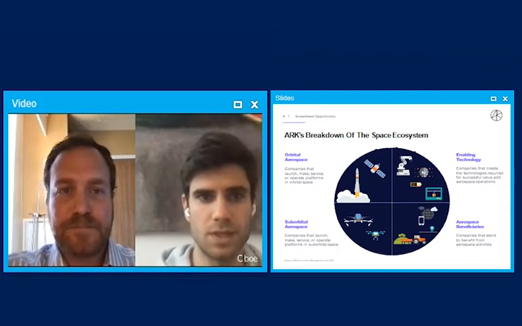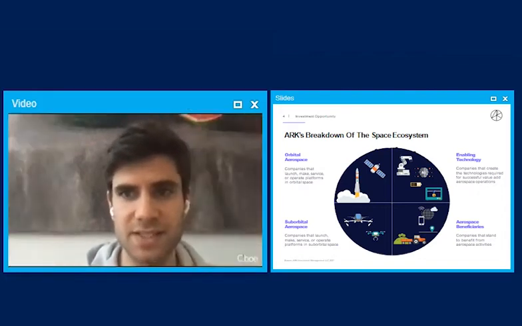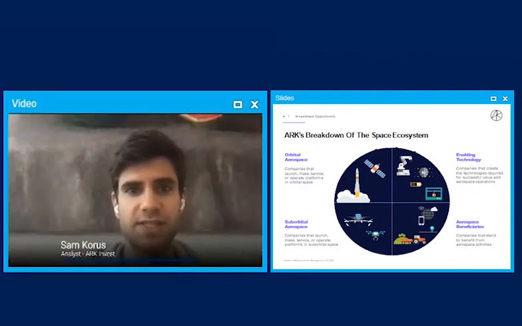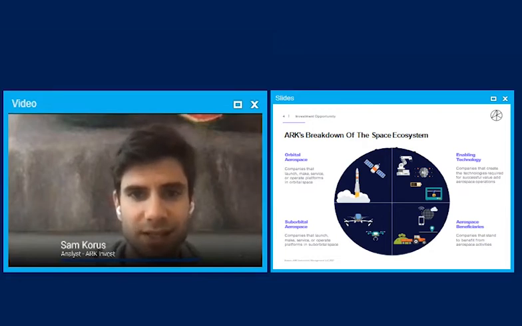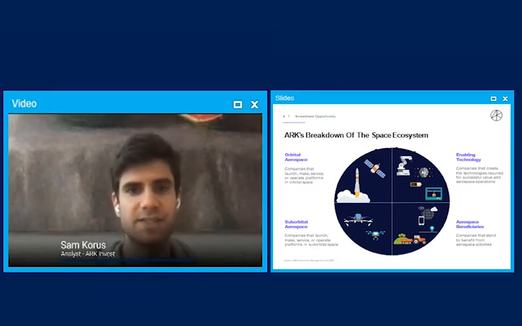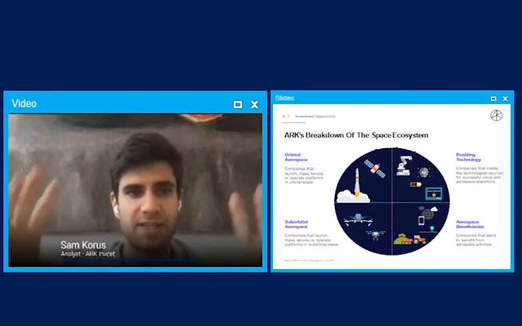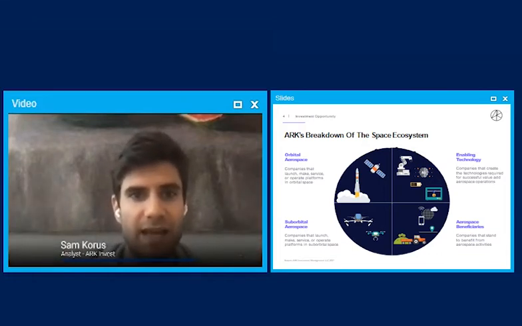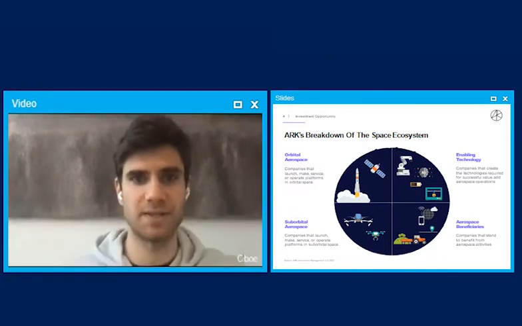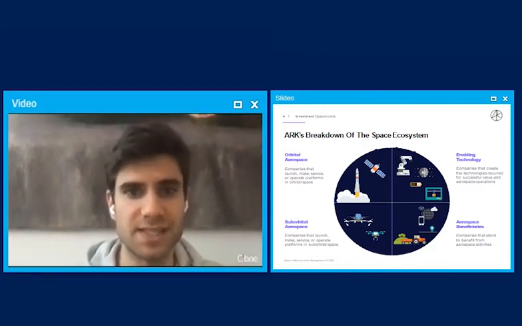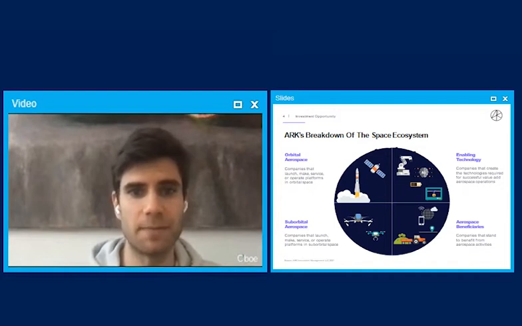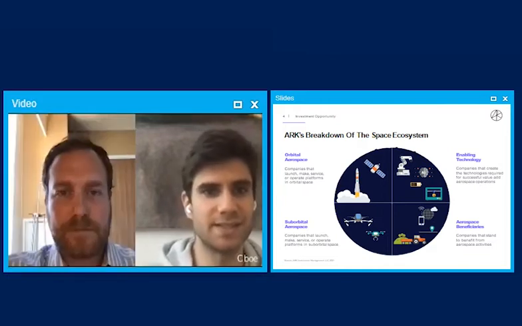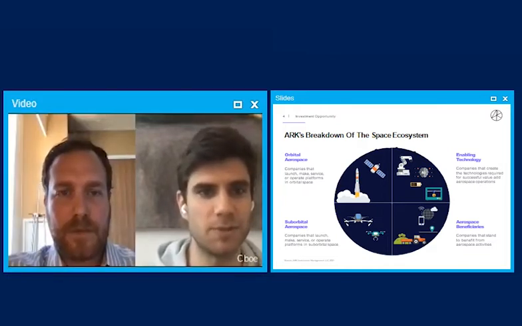Sure. And I'd say this is somewhat what differentiates us from some of the other ETF providers out there looking at space. There is outer space, and we've framed that as the orbital aerospace opportunity, which you can see in the top left here. Those are companies that launch, make, service, or operate platforms in orbital space. So you can think of rockets and satellites. That's normally where the space picture stops for a lot of people.